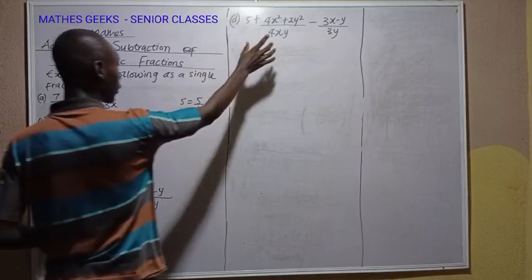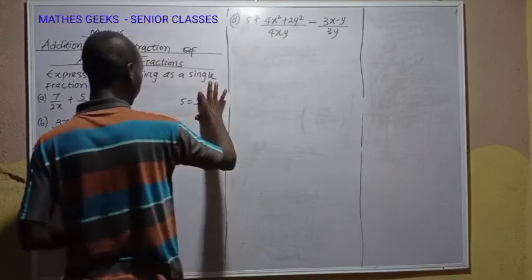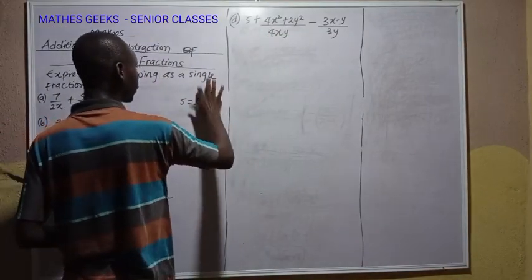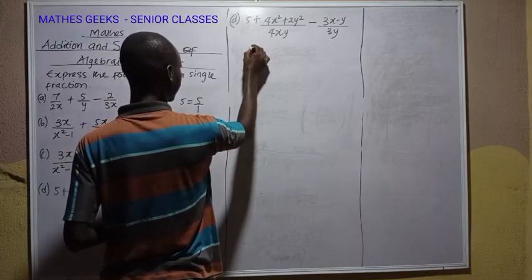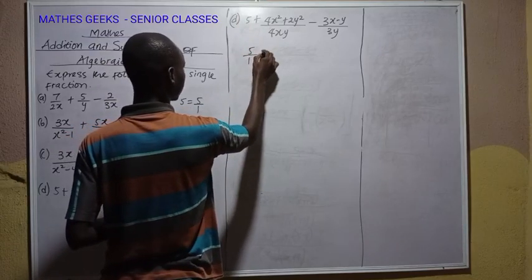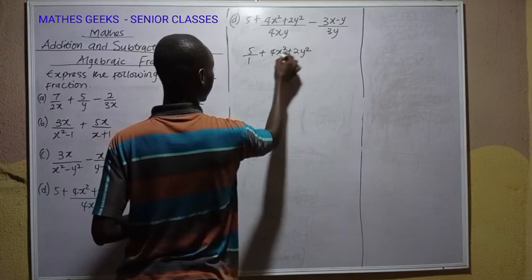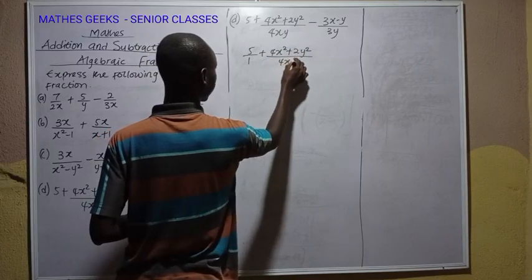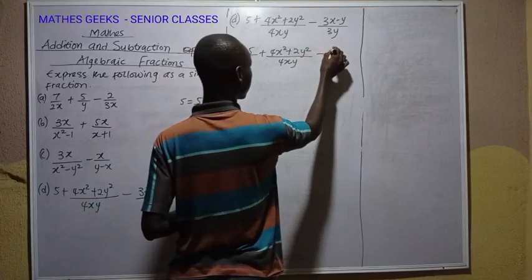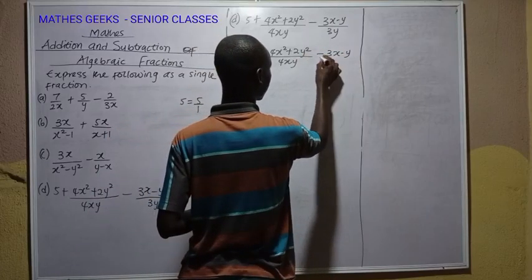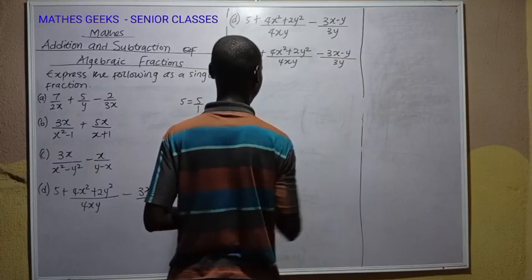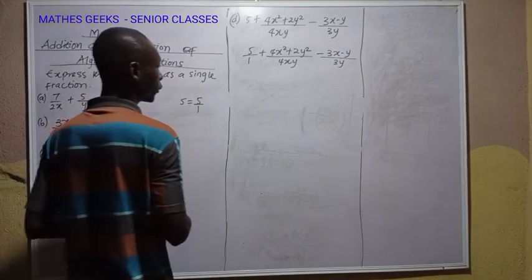Since we are dealing with fractions, we take the fraction part and put it in place of this here. So we're going to rewrite it: 5 over 1 plus (4x squared plus 2y squared) over 4xy minus (2x minus y) over 3y. Now we're going to look for the LCM.